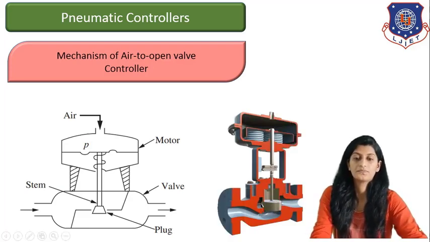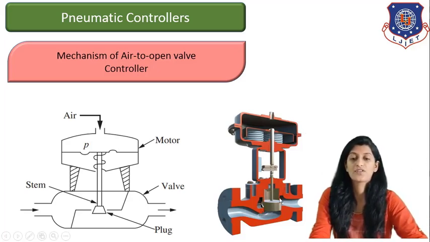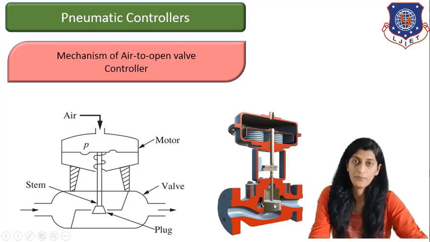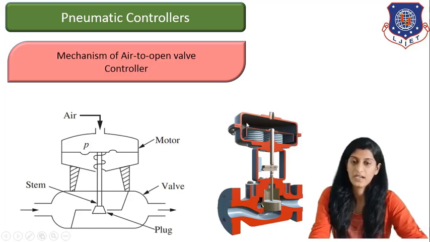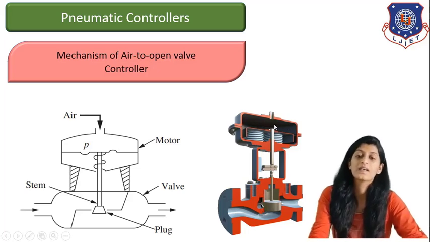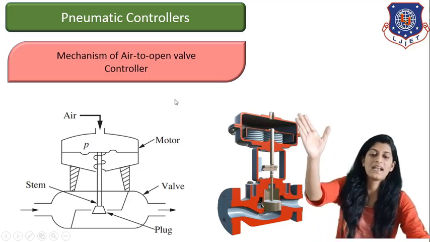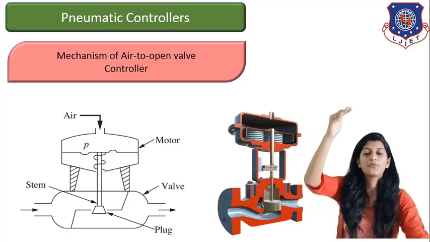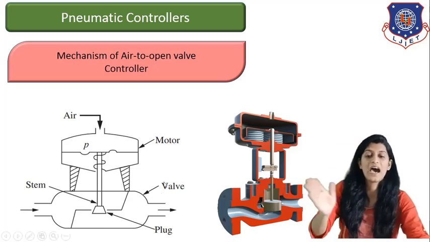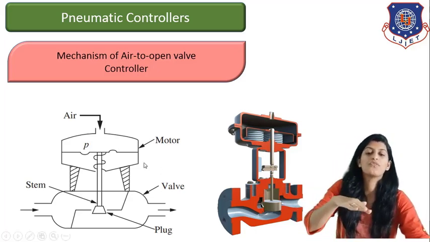Now, this is the proper schematic diagram. As you can see, this is the actual figure of our pneumatic controller, right? In this section, air is supplied. Here is the chamber where air is filled, and due to that, pressure is generated, and as pressure is generated, the spring will compress, leading the stem to move downward, and hence our plug will also move downward.